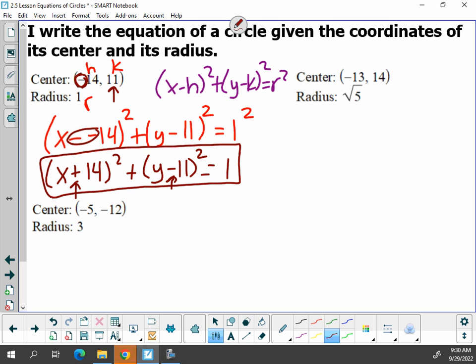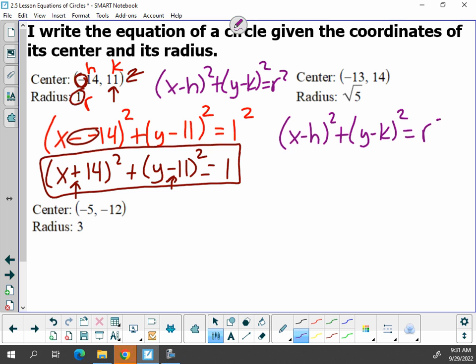So if I were to graph this on Desmos, and you could always use Desmos to check, it's a brilliant way to know that you're right, to give you confidence. You can graph this equation, and you should see this point, (-14, 11), right in the middle. And you should see that it's 1 unit away, our radius, from the circle. And so I can do this anytime I know the center and the radius.